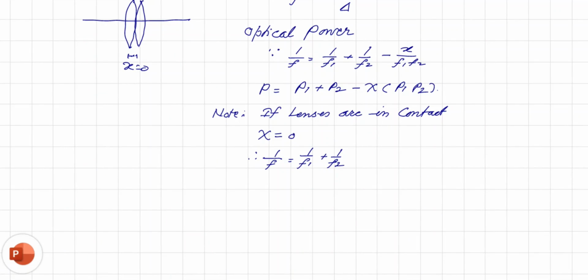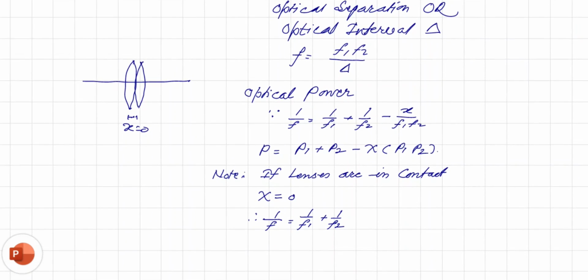So this is what it is all about: the effective focal length of a two lens system, or equivalent focal length of a two lens system.